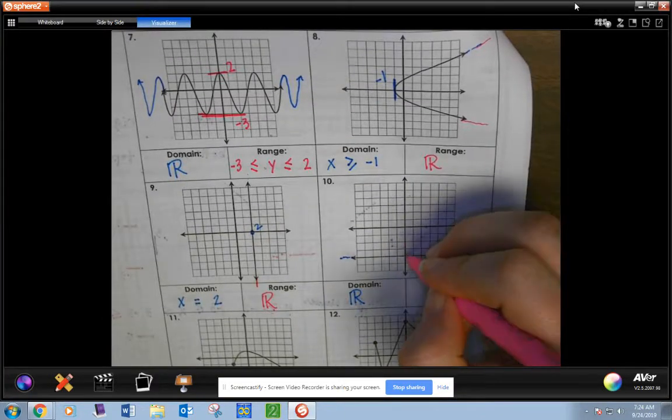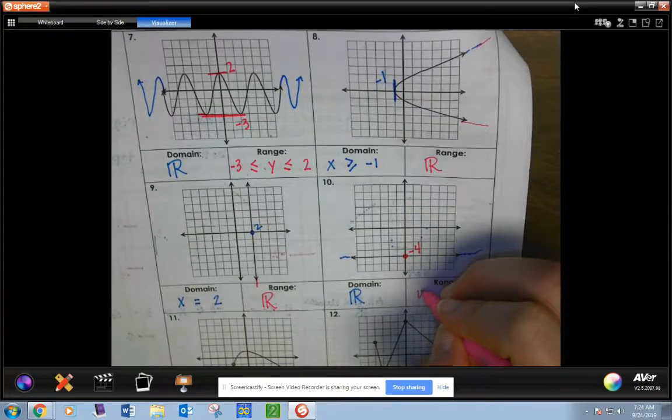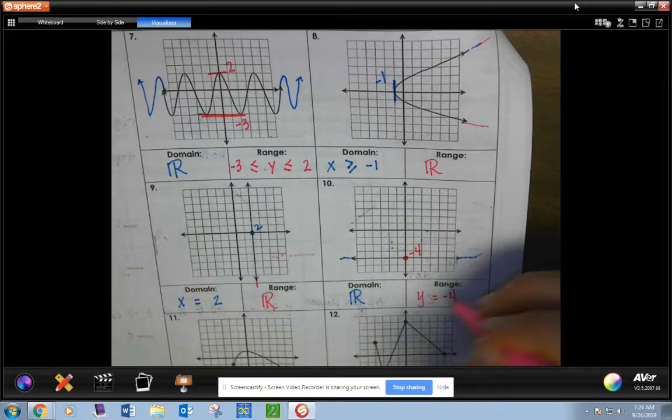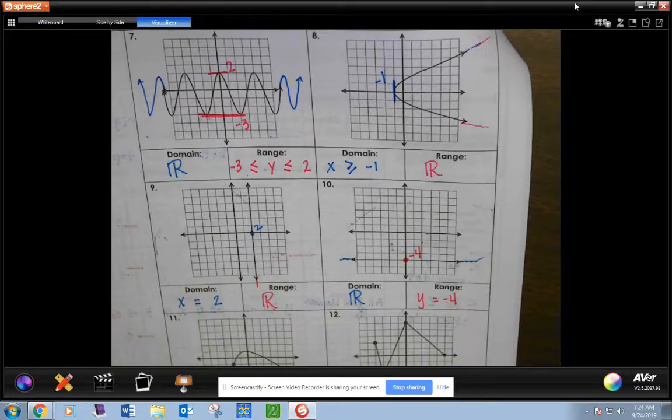Now my range, the line's right here. It never moves up, and it never moves down, so it's stuck right here at -4. Remember, the only time you use equals is when it's stuck, so we put Y equals -4, and we use Y because this is range.